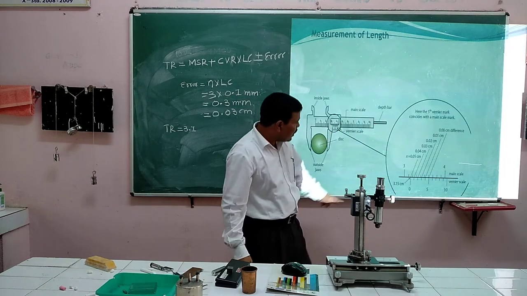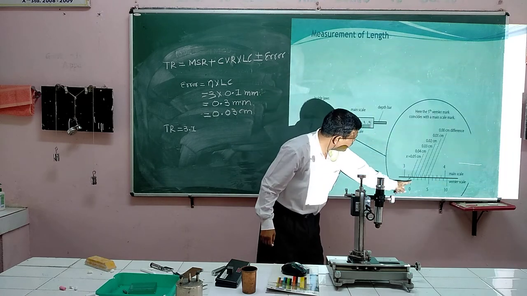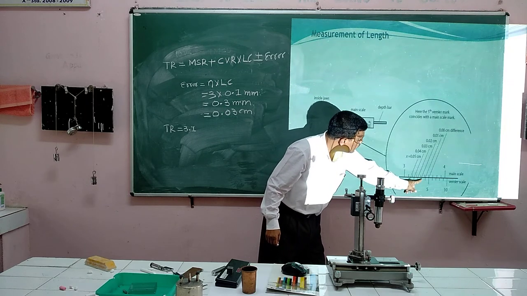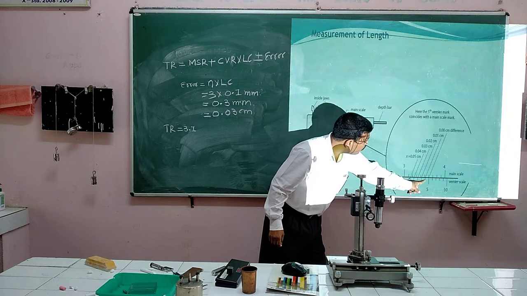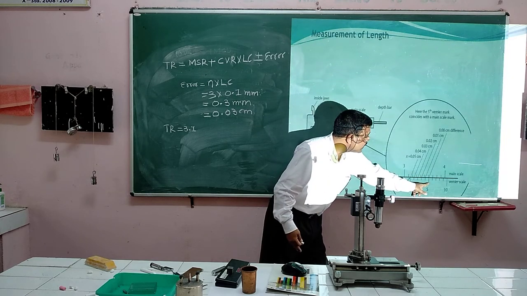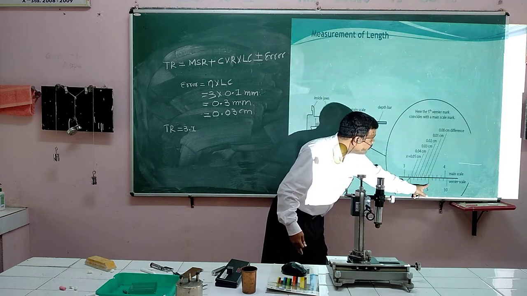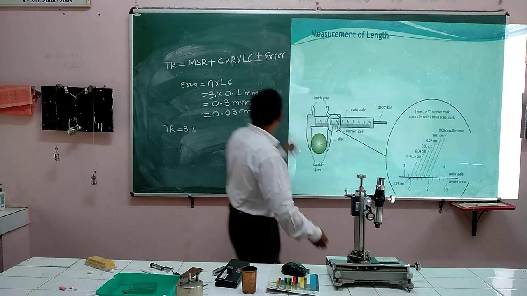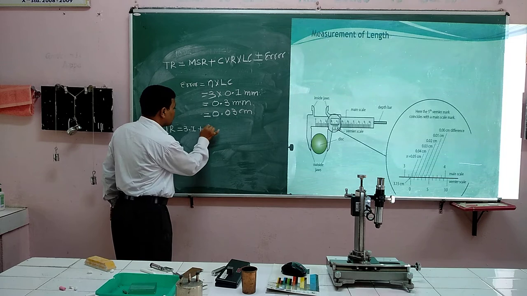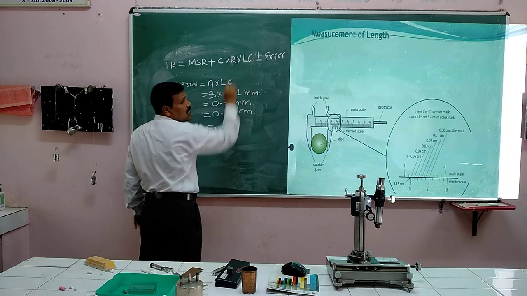Okay, then what is the coincided division here? The first is not coincided, the second is not coincided, the third is not coincided, the fourth is not coincided. The fifth division of the vernier scale coincided with one of the main scale divisions. Therefore, the coincided vernier scale reading is 5 into the least count.